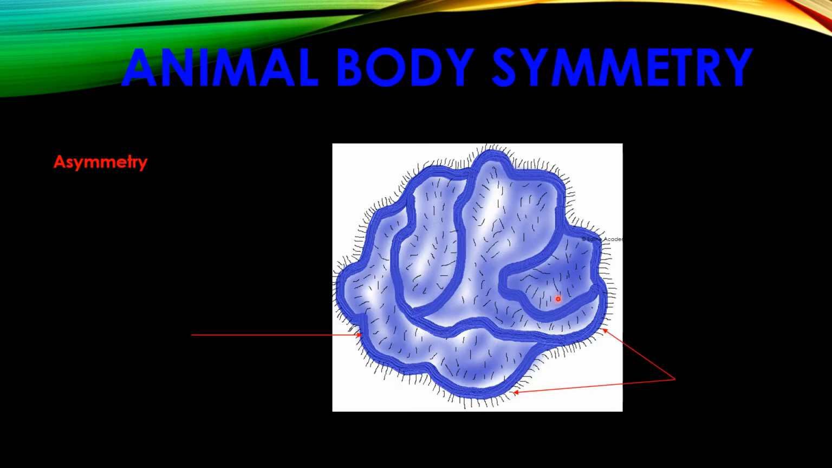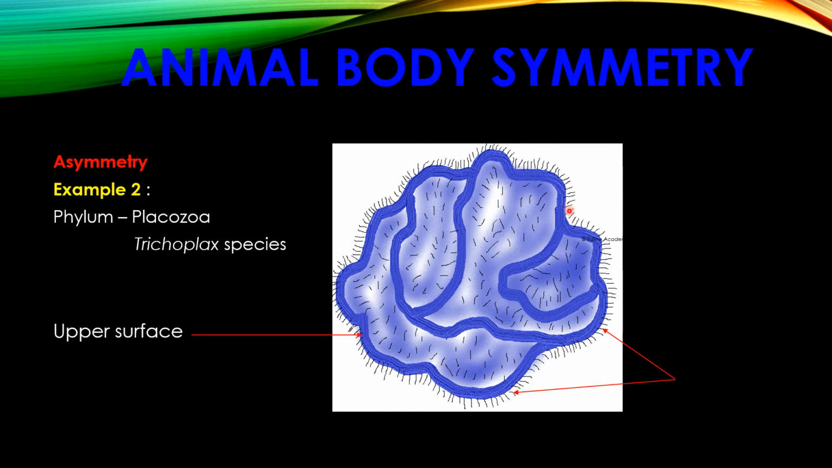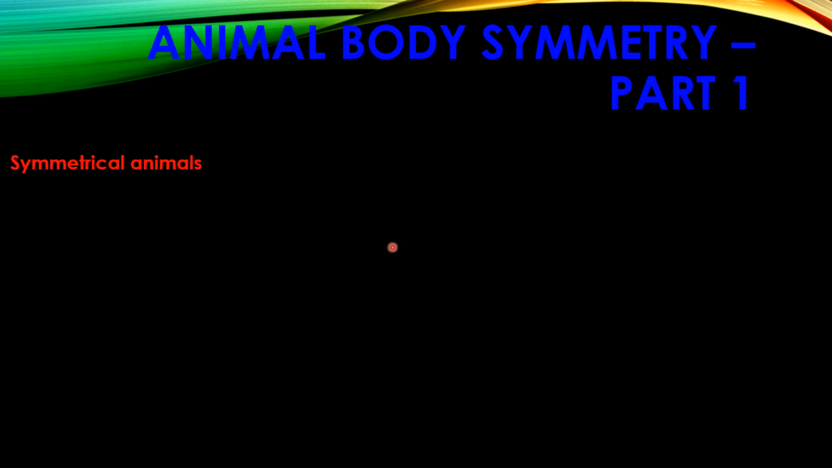Take a look at this diagram. This is a placozoan, and the name of the species is Trichoplax. It has two surfaces, upper surface and lower surface, and you can see the animal with its cilia. Cilia cover all over the body, and if you cut this animal along any axis, you are unable to get two identical halves. So this is another good example for asymmetry.